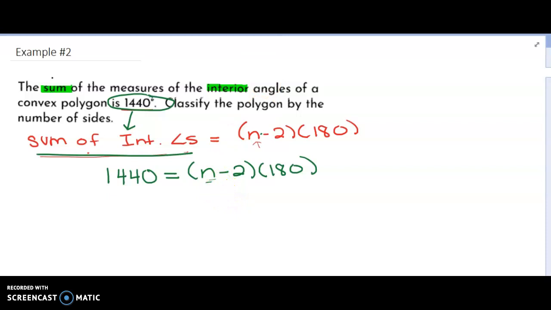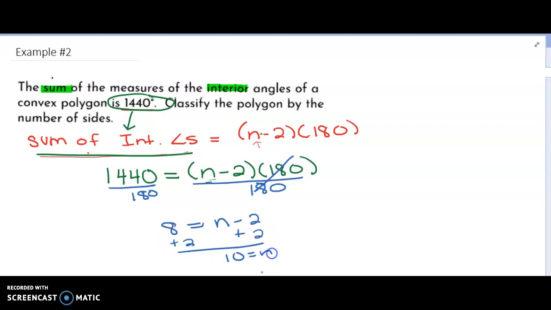Now some of you looking at this want to start distributing, which is fine, but you're just making more work for yourself. So rather than start distributing, let's just divide both sides by 180. If we divide both sides by 180, those go away. 1440 divided by 180 gives me 8, so 8 equals n minus 2. Well, plus 2, 10 equals n. Remember what n represents: n represents the number of sides. So we have a 10-sided polygon, which is a decagon.